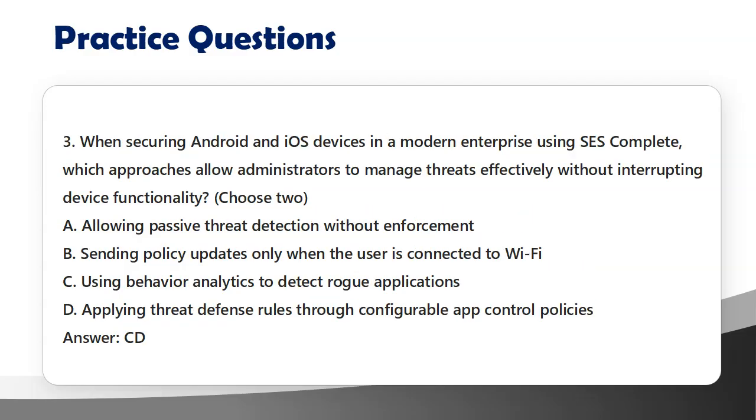3. When securing Android and iOS devices in a modern enterprise using SES Complete, which approaches allow administrators to manage threats effectively without interrupting device functionality? Choose 2. A. Allowing passive threat detection without enforcement. B. Sending policy updates only when the user is connected to Wi-Fi. C. Using behavior analytics to detect rogue applications. D. Applying threat defense rules through configurable app control policies. Answer: CD.